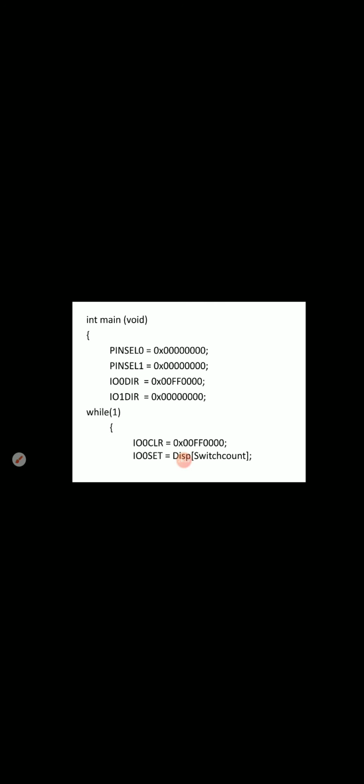After that it is entering into the for loop, where j is equal to 0, j less than 20, j plus plus. And again you can see here this for loop is for delay purposes.